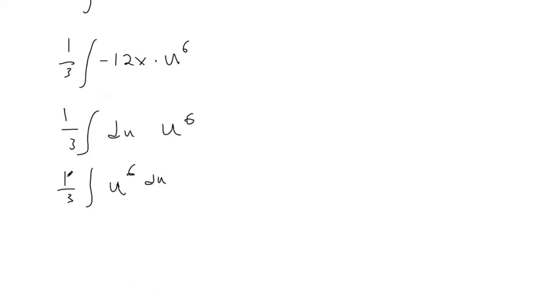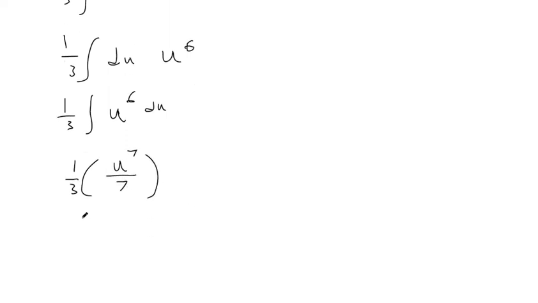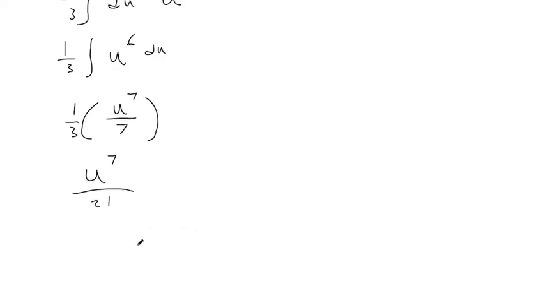Okay, now it's just integration. I need the power to go up because I'm taking an antiderivative. So the new power is u to the 7th, and I'll put a 7 on bottom. And so I can multiply those constants. But then they wanted it in terms of x, so all you have to do to finish this is plus some constant c out here.